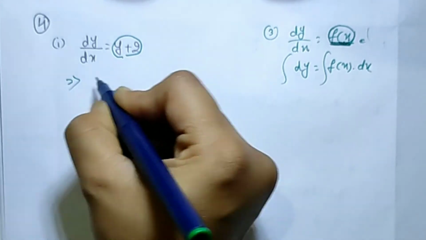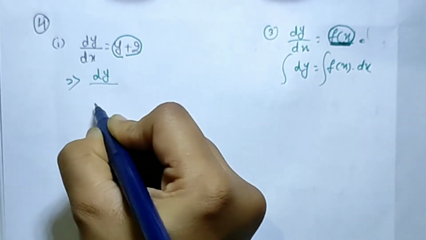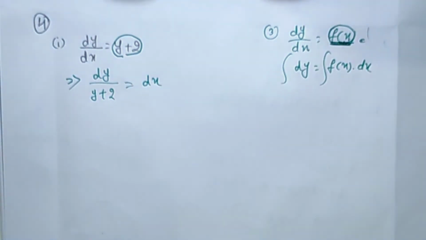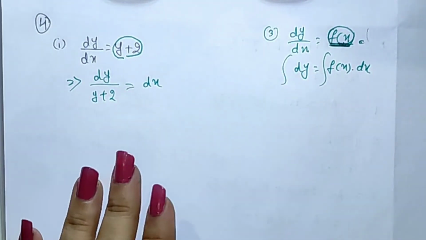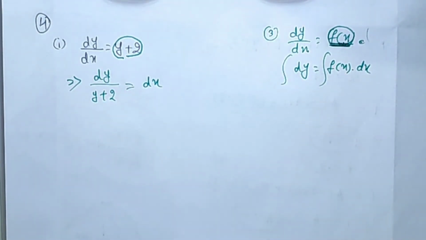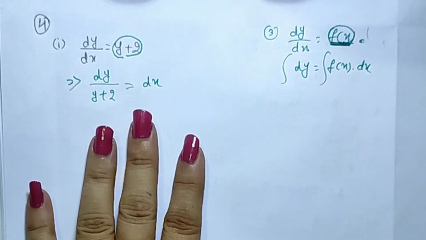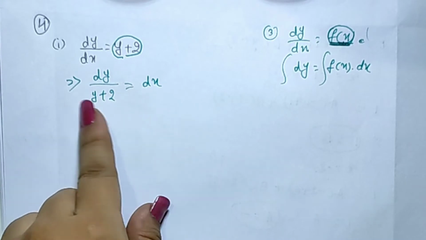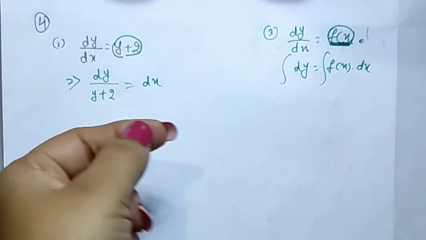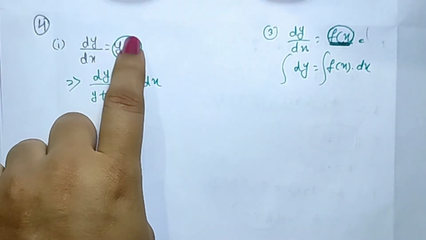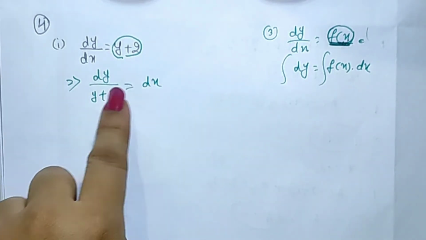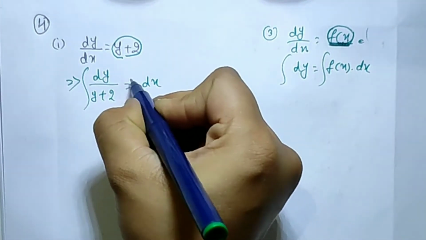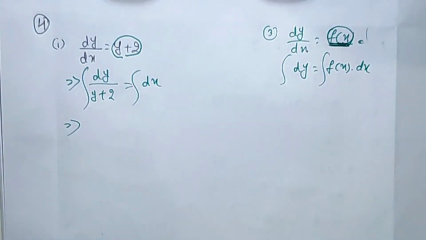So what can we do? We can write dy by y plus 2 is equal to dx. Basically this is the variable separable method. Okay, we already know about the variable separable method. We have to separate the variables. One side is totally y and one side is totally x. Here only a function of y, so we can write one side y and the other side x. Now integrating both sides. Okay.